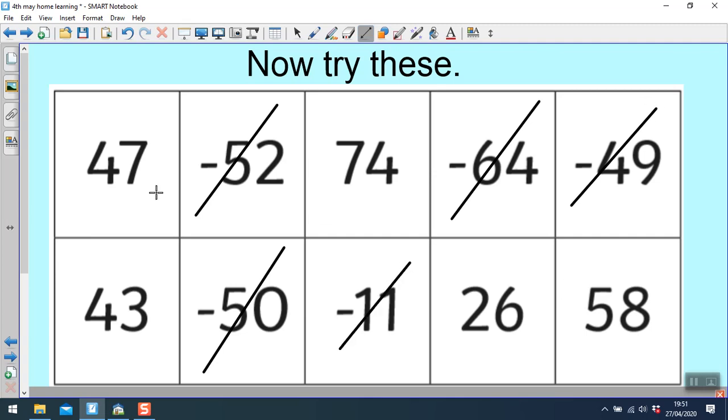Now looking at my positives, I've got 26, 43, 47, 58, and then 74 is the biggest. Well done if you got those right.